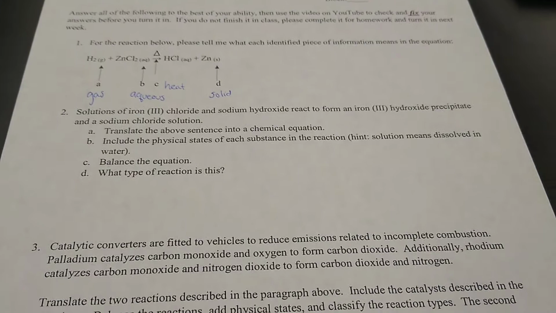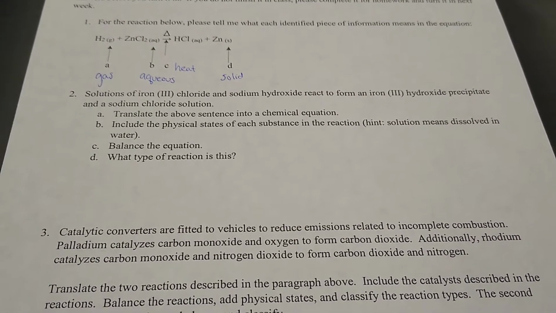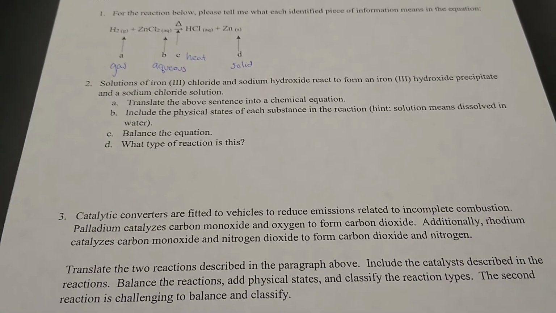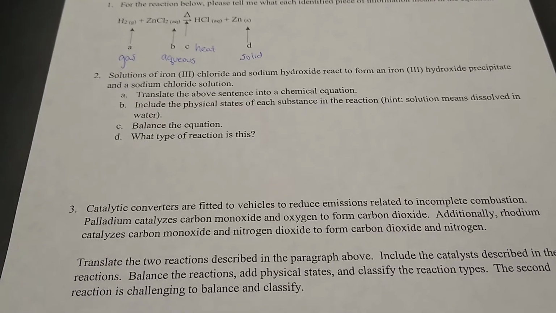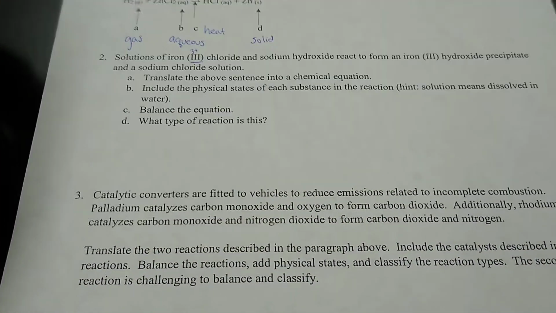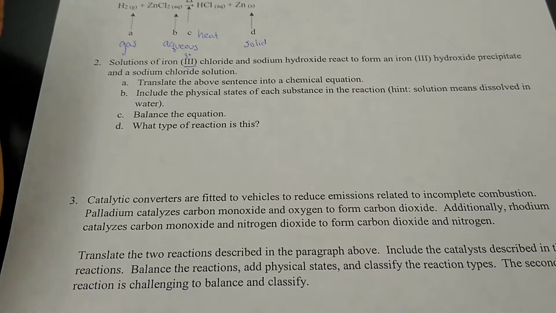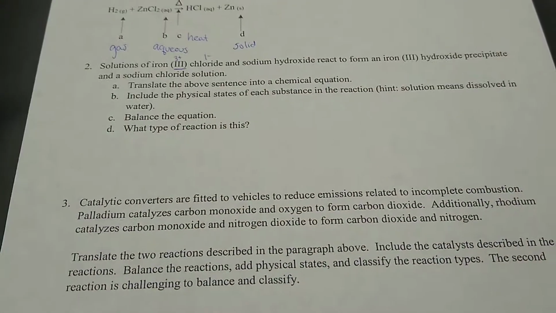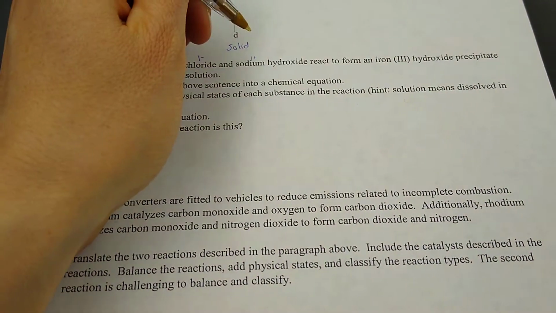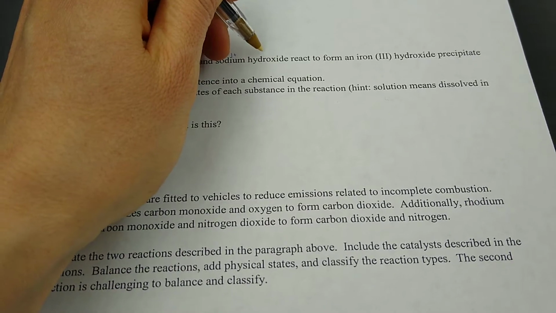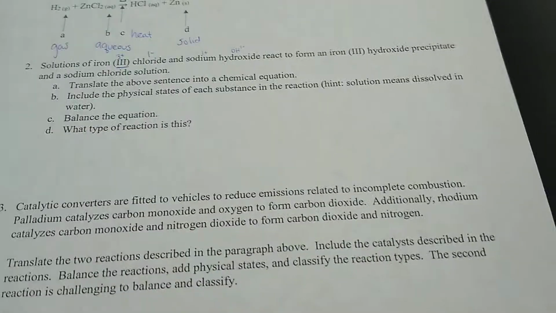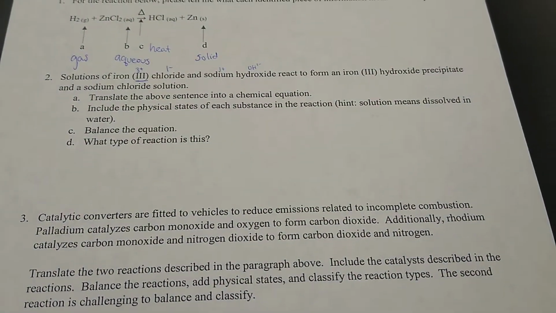Number two, we've got solutions of iron 3 chloride and sodium hydroxide react to form an iron 3 hydroxide precipitate and a sodium chloride solution. We're translating that into a chemical equation. Remember that this Roman numeral right here means that that's a 3+ charge for the iron. Okay, and if we look at the chloride on the periodic table, it's -1. Okay, sodium hydroxide, sodium on the periodic table gives us a 1+ charge. Hydroxide, if we remember, is one of our polyatomics, and that's OH with a 1- charge. So we can use those charges to put everything together, okay?